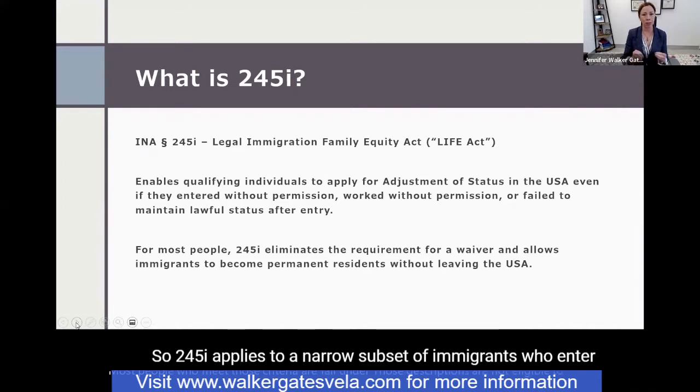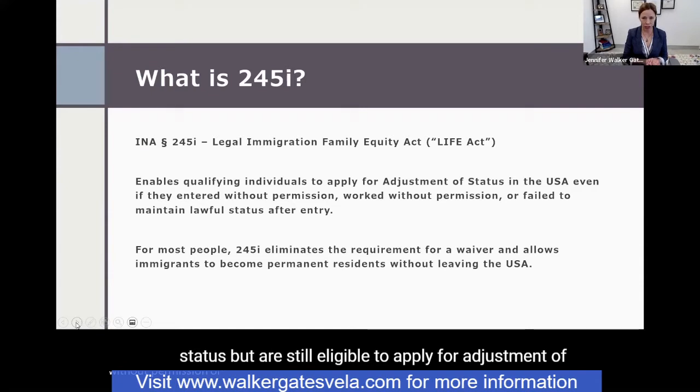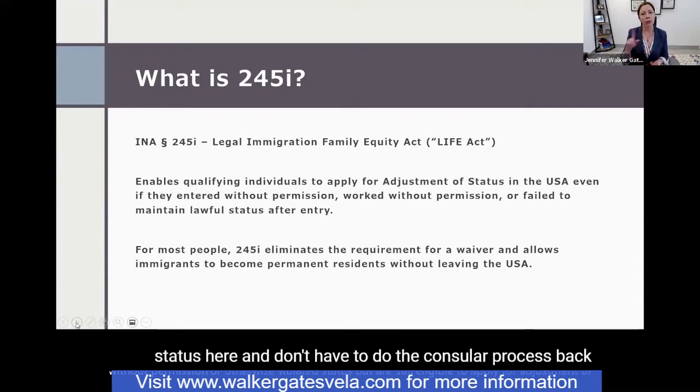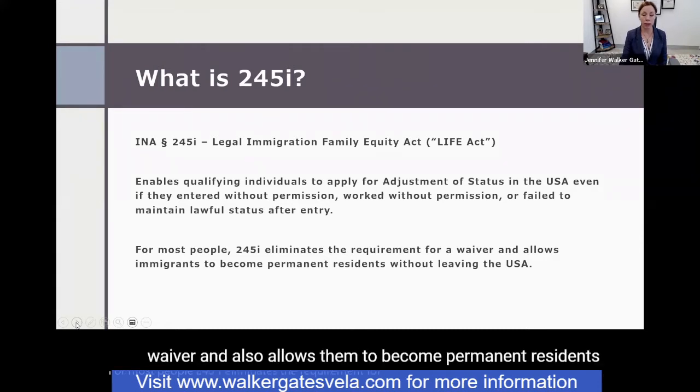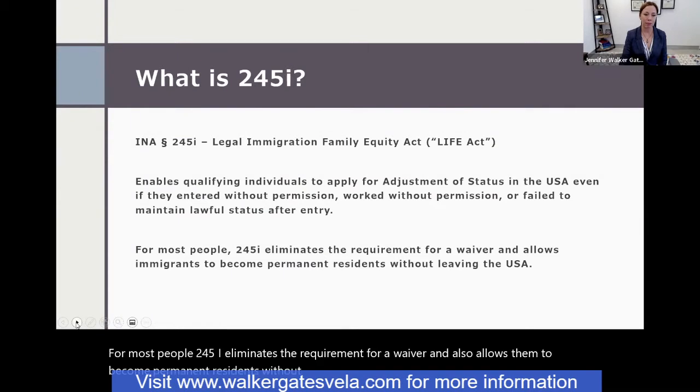So 245I applies to a narrow subset of immigrants who enter the United States without permission or otherwise violated status, but are still eligible to apply for adjustment of status here and don't have to do the consular process back in their home country. For most people, 245I eliminates the requirement for a waiver and also allows them to become permanent residents without leaving the USA.